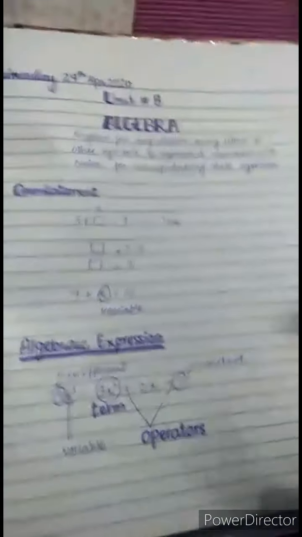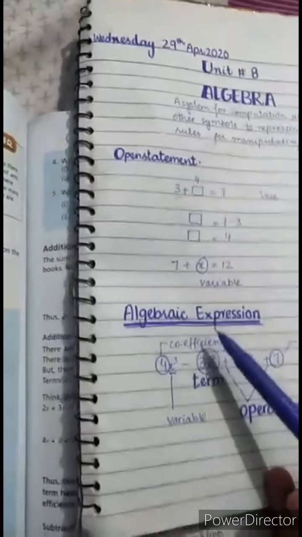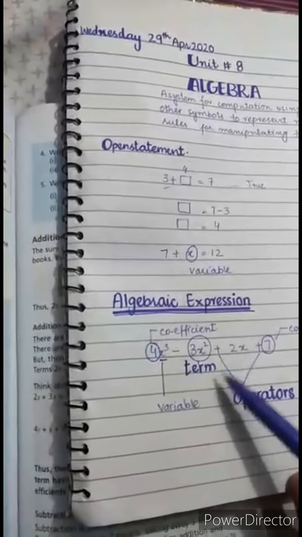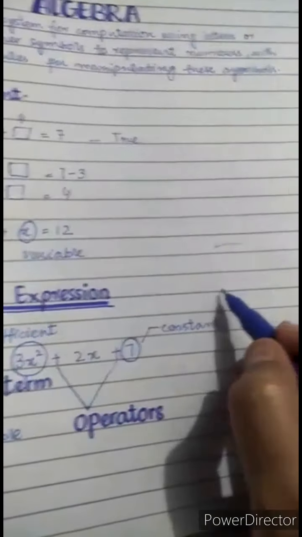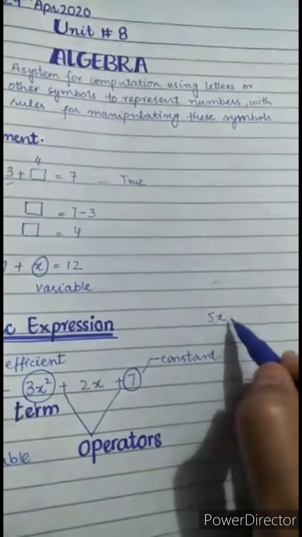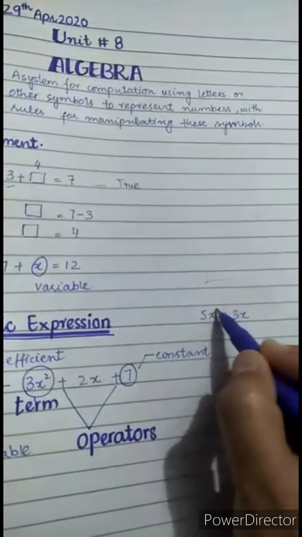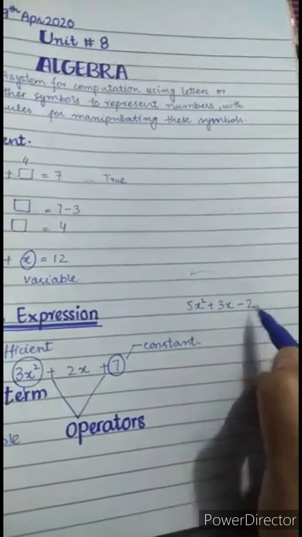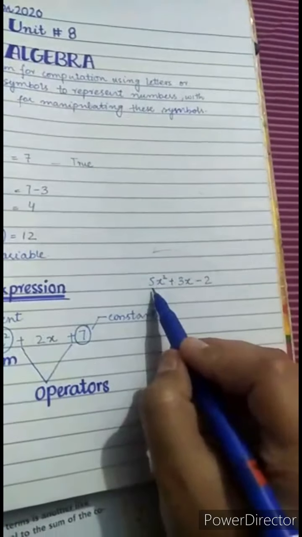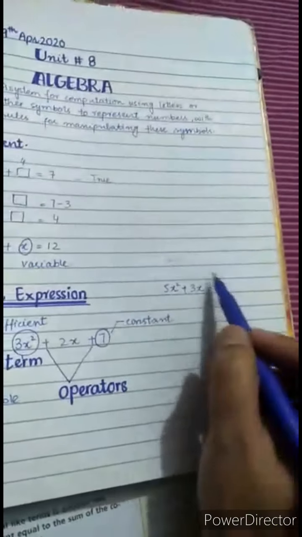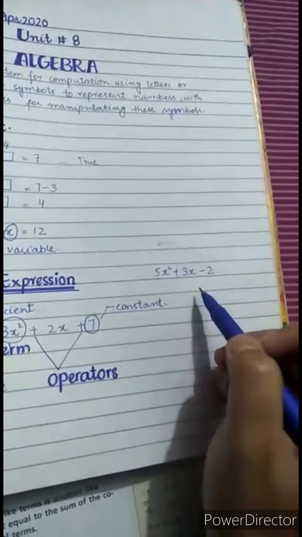Now let me explain it again. What is an algebraic expression? If we arrange the numbers in this order with some of the 4 operations, plus, minus, multiply or divide, like let me take another example: 5x squared plus 3x minus 2. If we are connecting these numbers with some operations, this expression is known as an algebraic expression.